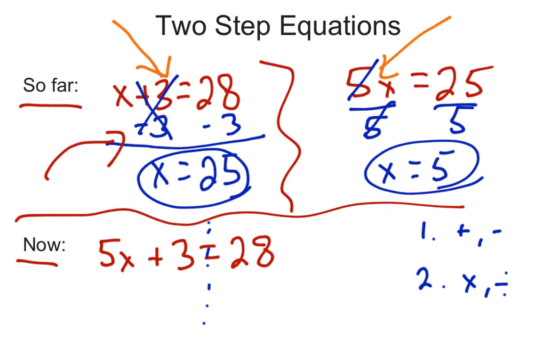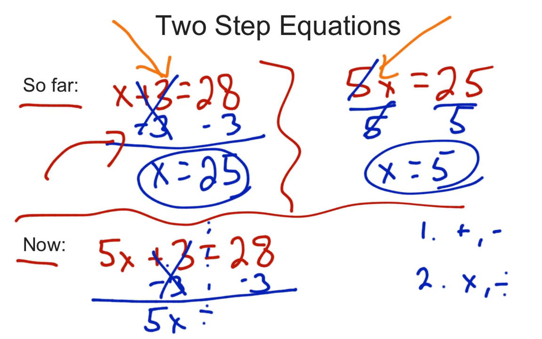Okay, so when I see this plus 3 here, the plus 3 is the first thing I get rid of, and just the same as before, I get rid of a plus 3 by minusing 3, and whatever I do to one side of the equation, they cancel there, I have to do it to the other. And by doing that, now I rewrite what I have left, which is 5x is still left over there, because I haven't touched that yet, equals 28 minus 3 is 25.